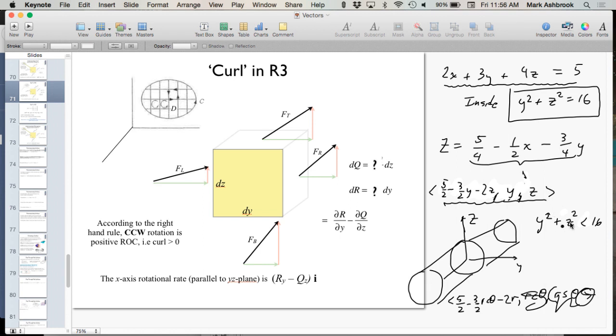Okay, and then what would the restriction be? If y squared plus z squared is less than or equal to 16, that's the same as r less than or equal to 4, right?